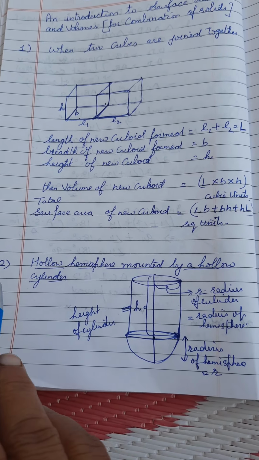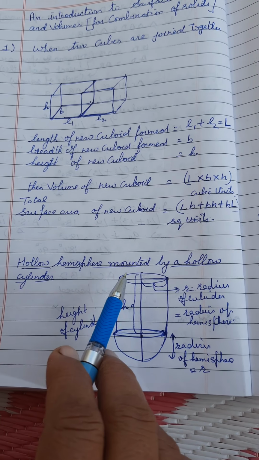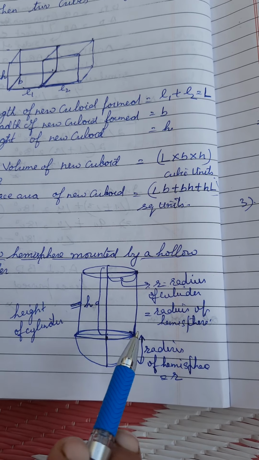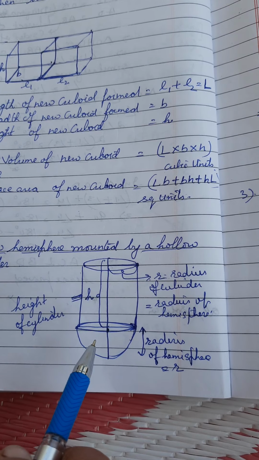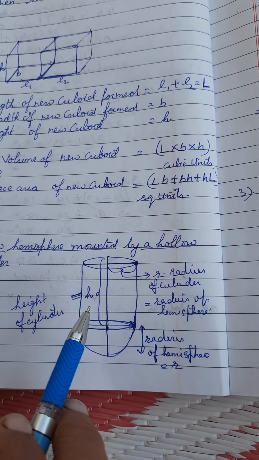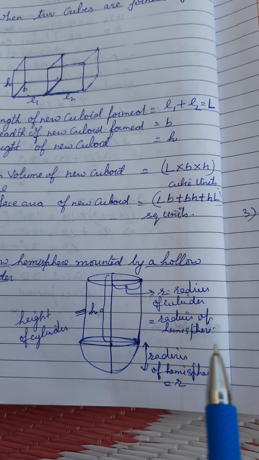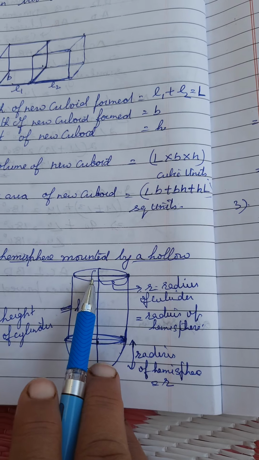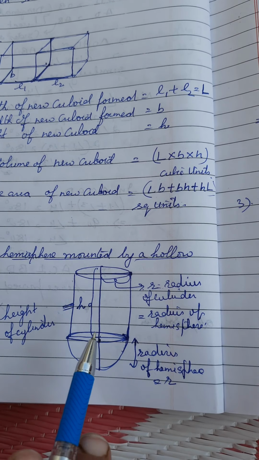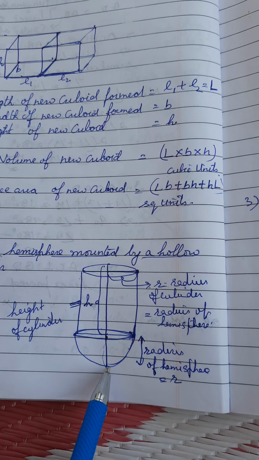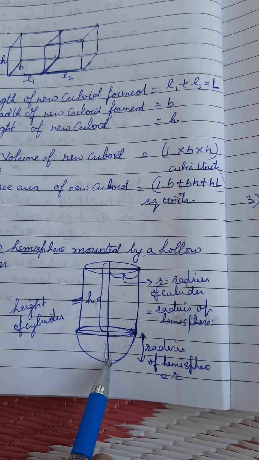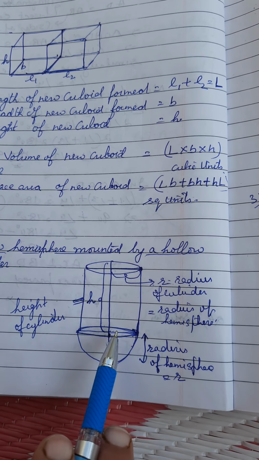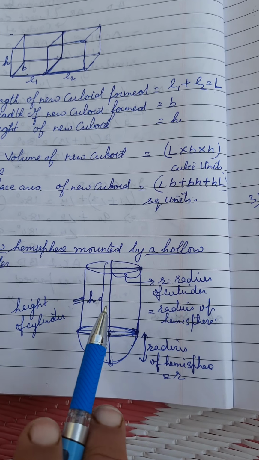Now the next is a hollow hemisphere mounted by a hollow cylinder. See here, it is a hemisphere mounted by a cylinder. On a hemisphere a cylinder is fixed. Now we are to find the volume. First we should see that this is the height of the cylinder and this is the height of the hemisphere. This height of the hemisphere is also the radius of the sphere. This is the radius, and this is also the radius of the sphere as well as the radius of the cylinder.